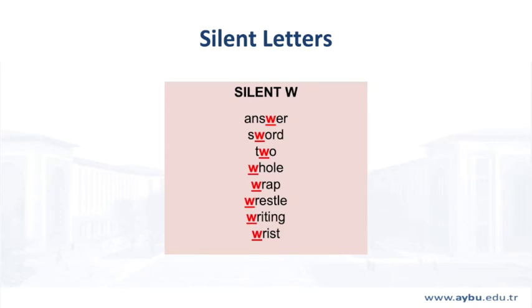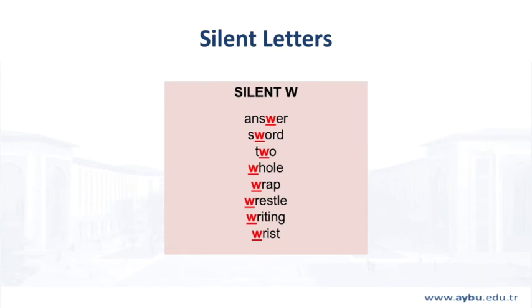Silent W. We need to pronounce these words like answer, sword, two, whole, wrap, wrestle, writing, wrist. You see this consonant mainly in WH words, in questions.